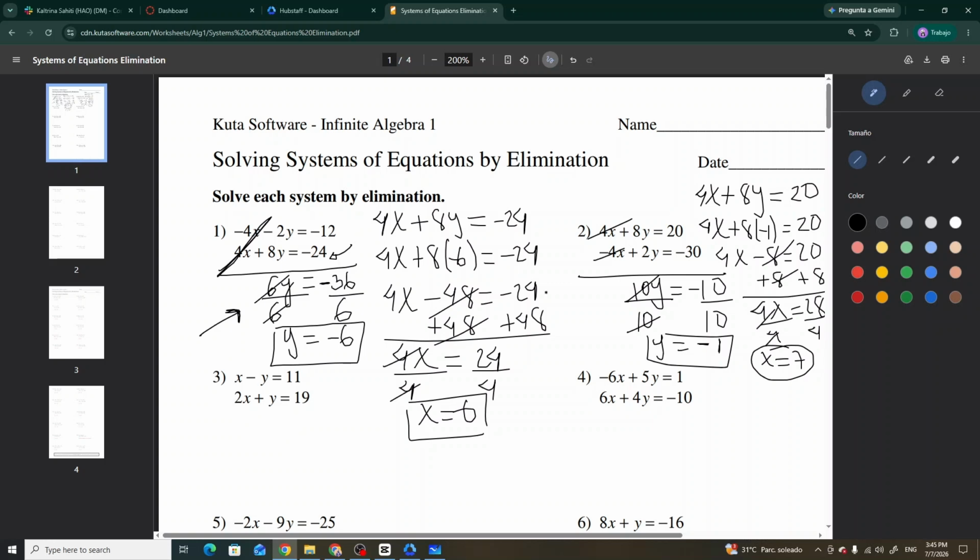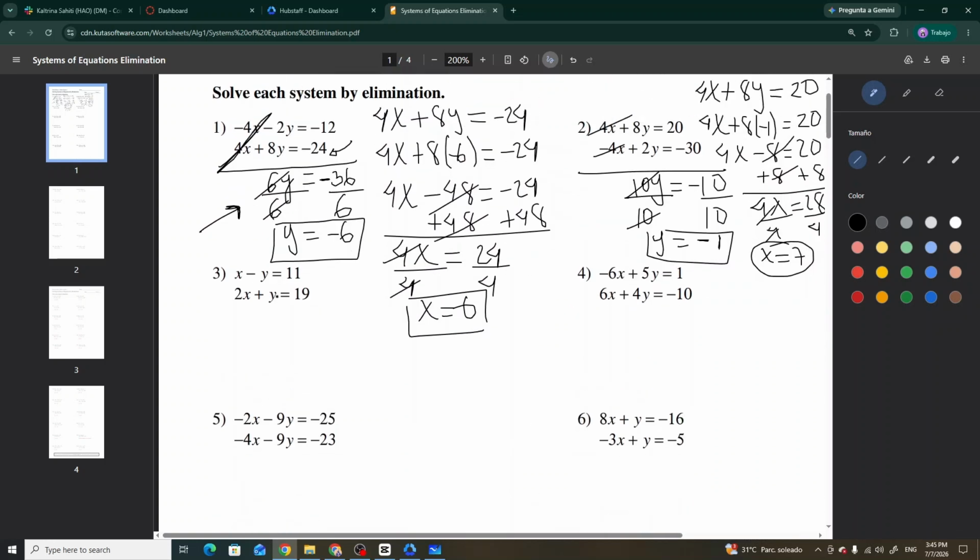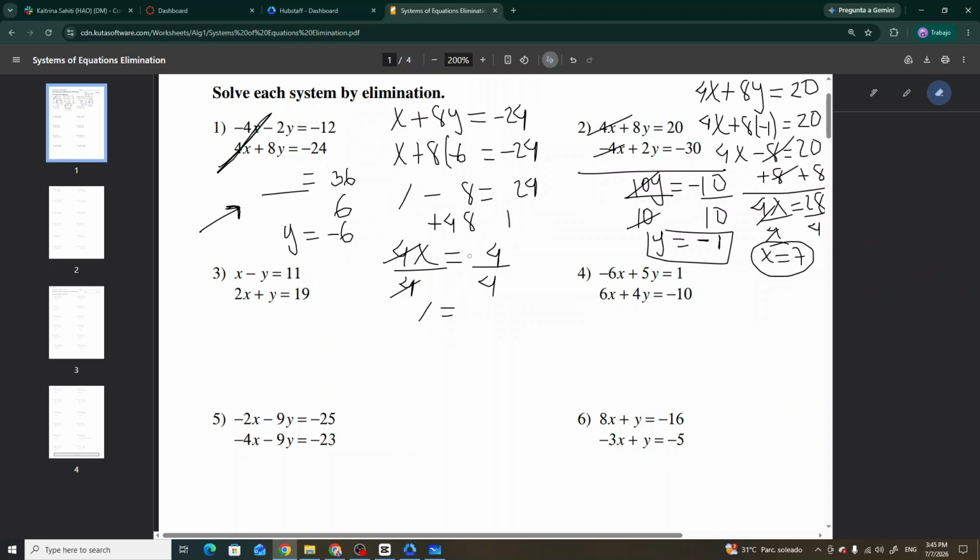Now let's do this one. I'm going to erase so I can see less.